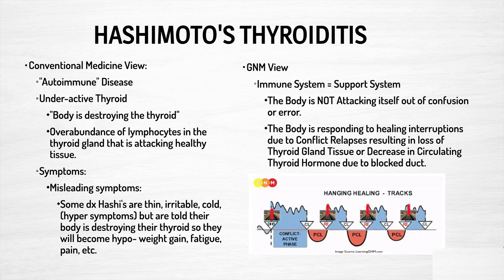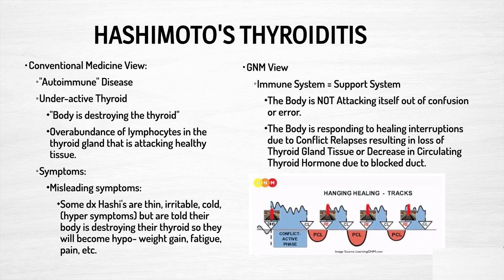So the symptoms of Hashimoto's are kind of misleading from their perspective. I was reading an article by the thyroid pharmacist, and she was talking about how typical Hashimoto's lets you know that your thyroid is being destroyed. So you would think, okay, my thyroid is being destroyed, so I'll have hypothyroidism. I won't have enough thyroid, and that would mean weight gain, fatigue, all of those symptoms. But some people who are diagnosed with Hashimoto's are thin, irritable, and cold. So they've got symptoms of hyperthyroidism, but they're told that their body is destroying their thyroid so that they will eventually become hypothyroid. Their explanation is that while there is this destruction process of the thyroid, there are toxic levels of thyroid hormone being put into the blood, which is causing the hyperthyroid symptoms.